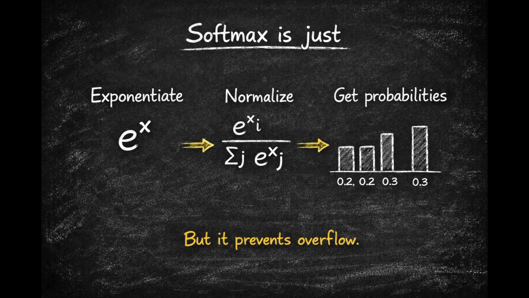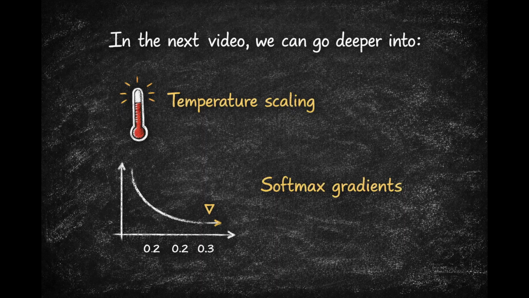Now you know how softmax works. Exponentiate, then normalize, and then get the probabilities. In the next video, we can go deeper into temperature scaling or softmax gradients.